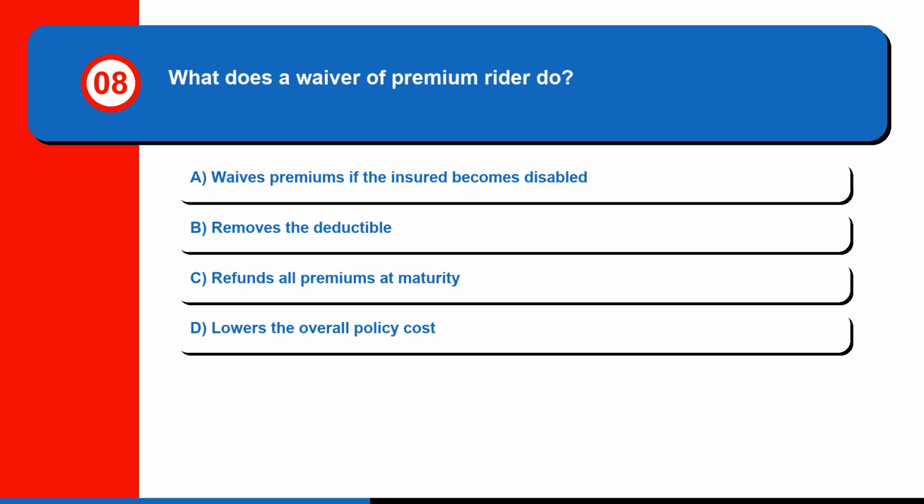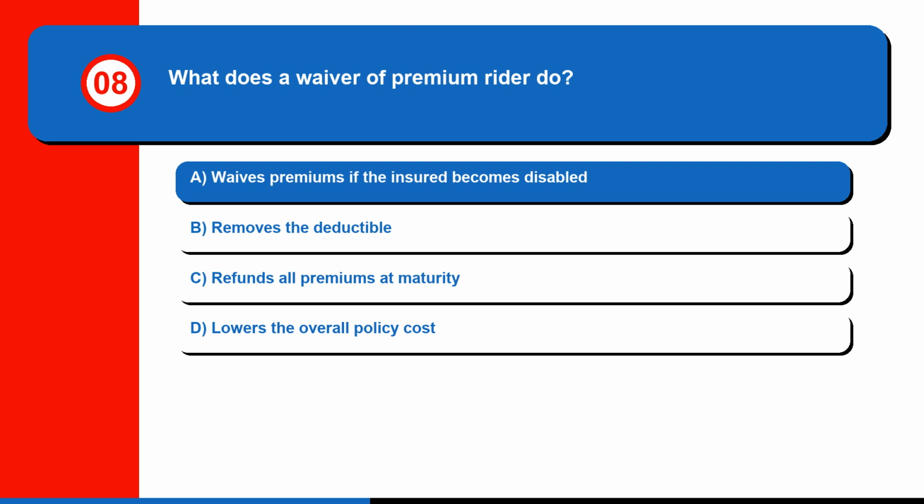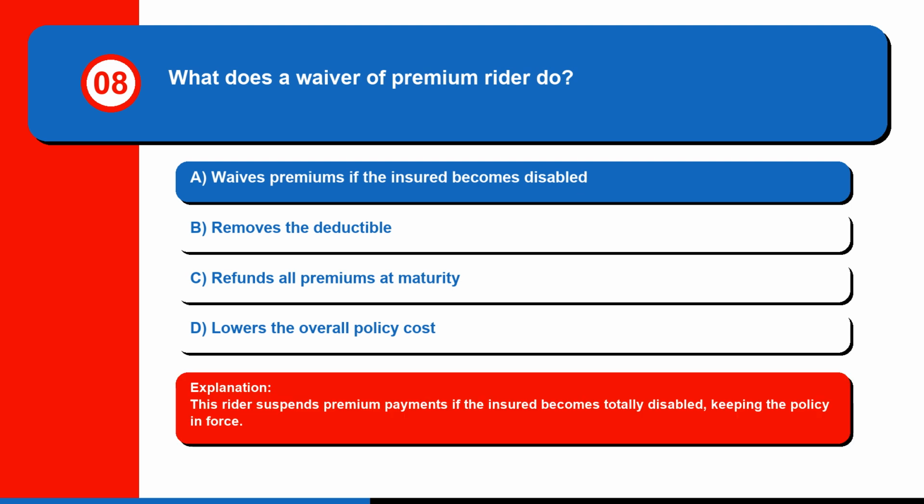Question 8. What does a waiver of premium rider do? A. Waives premiums if the insured becomes disabled, B. Removes the deductible, C. Refunds all premiums at maturity, or D. Lowers the overall policy cost. The correct answer is A. Waives premiums if the insured becomes disabled. This rider suspends premium payments if the insured becomes totally disabled, keeping the policy in force.